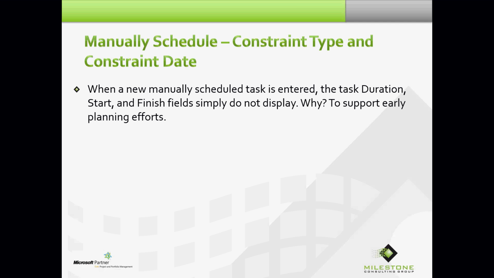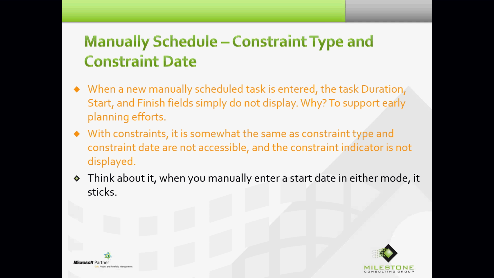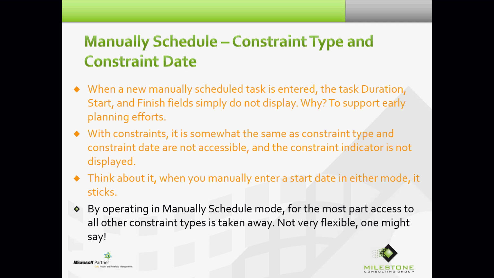When a new manually scheduled task is entered, again, the task duration, start and finish fields simply do not display. Why? To support early planning efforts. With constraints, it is somewhat the same, as constraint type and constraint date are not accessible and the constraint indicator is not displayed. Think about it. When you manually enter a start date in either mode, it sticks. By operating in manually scheduled mode, for the most part, access to all other constraint types is taken away. Not very flexible, one might say.